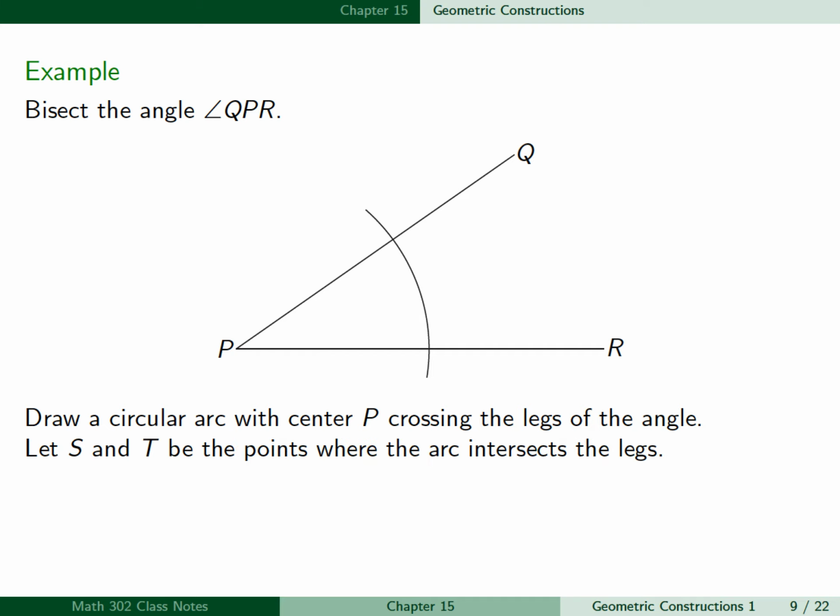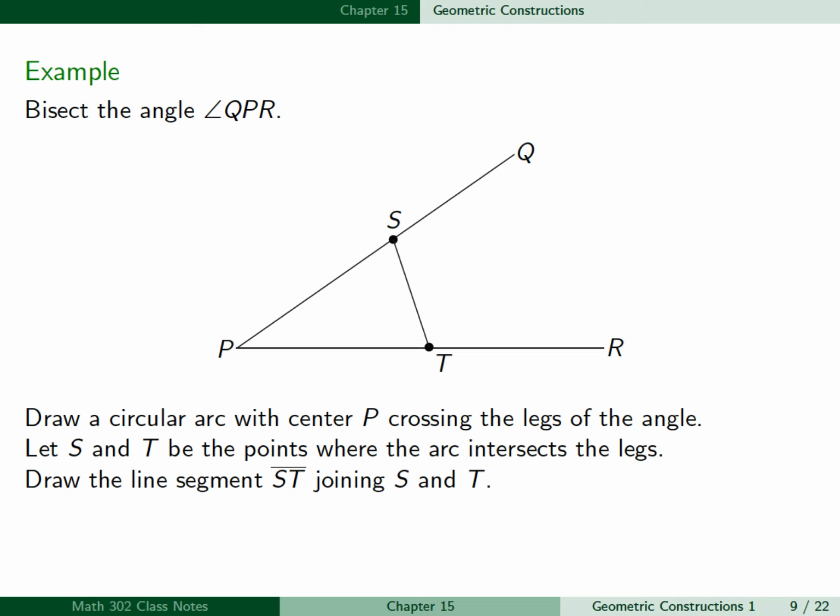Next, let S and T be the points where the arc intersects the legs. Now draw the line segment ST joining S and T, and we can erase the arc at that point.